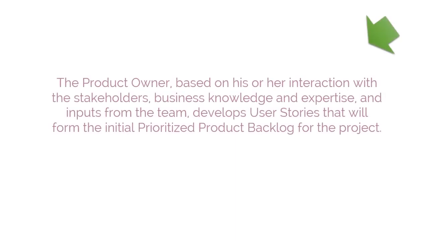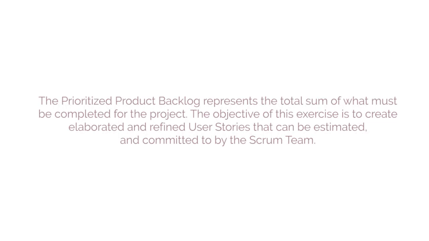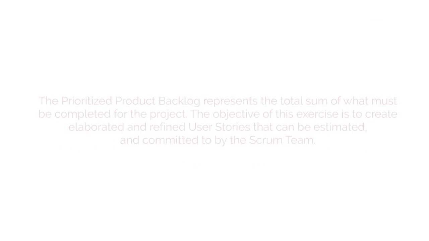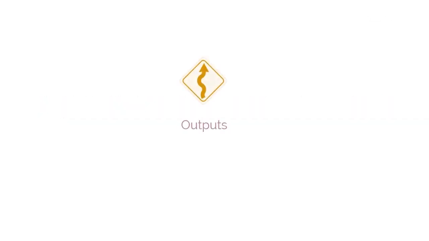The product owner, based on his or her interactions with the stakeholders, business knowledge and expertise, and inputs from the team, develops user stories that will form the initial prioritized product backlog for the project. The prioritized product backlog represents the total sum of what must be completed for the project. The objective of this exercise is to create elaborated and refined user stories that can be estimated and committed to by the Scrum team. The mandatory outputs of this process are user stories and user story acceptance criteria.